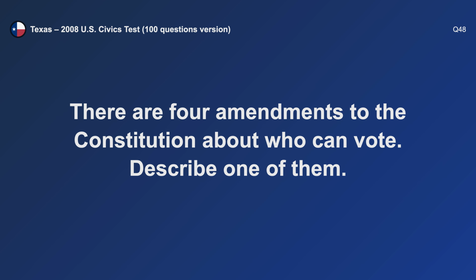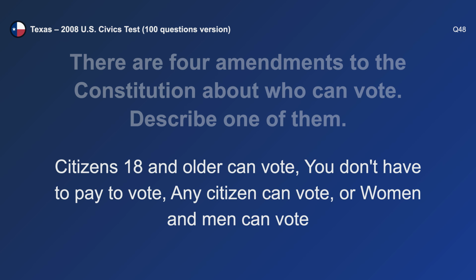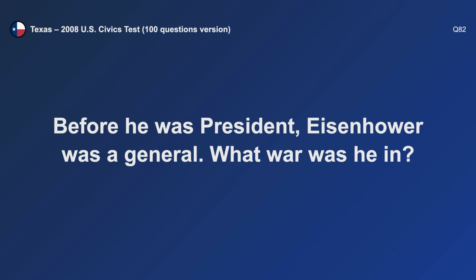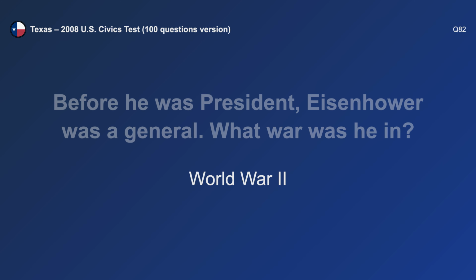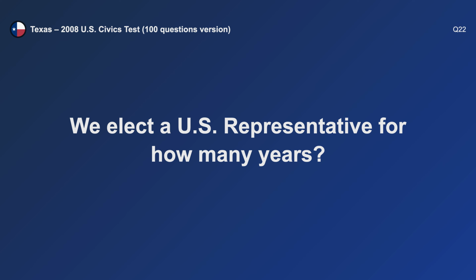There are 4 amendments to the Constitution about who can vote. Describe one of them. Any citizen can vote. Before he was president, Eisenhower was a general. What war was he in? World War II. We elect a U.S. representative for how many years?